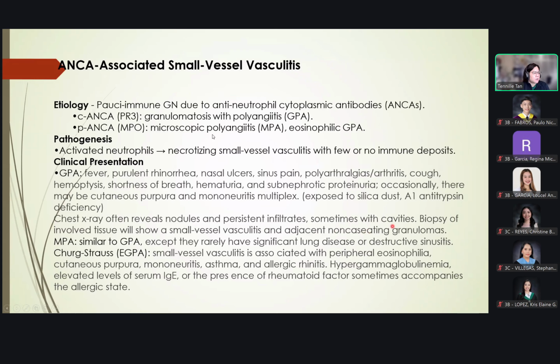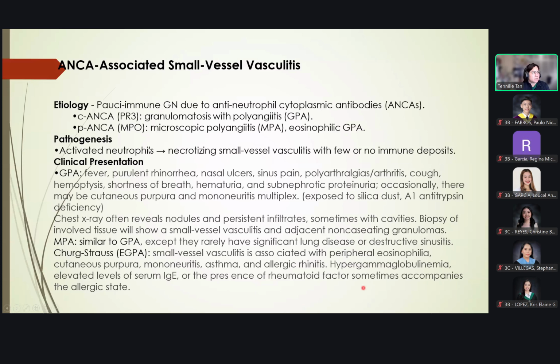So for your MPA or microscopic polyangiitis, the presentation might be similar to GPA, except they rarely have any significant lung disease or destructive sinusitis. For your eosinophilic GPA or Churg-Strauss, it's a small vessel vasculitis associated with peripheral eosinophilia, cutaneous purpura, mononeuritis, asthma, and allergic rhinitis. Hypergammaglobulinemia, elevated levels of serum IgE, or the presence of rheumatoid factor sometimes accompanies the allergic state.